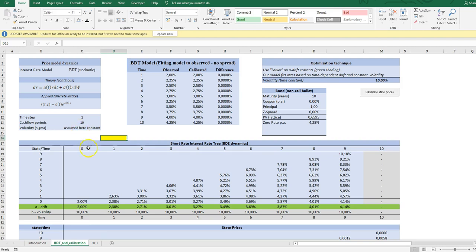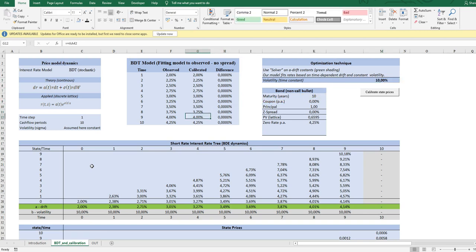I will also assume that volatility, the sigma in this formula, is constant, and it will be constant at a level of 10%. But it could have been flexible with time. We could fit the model anyway. This is just for the sake of simplicity, and actually in practice this is also a very normal feature.